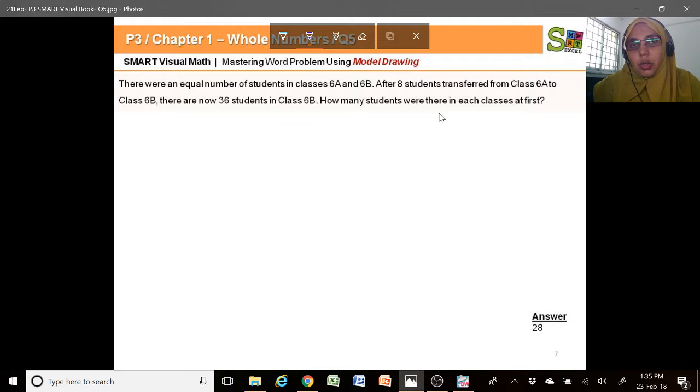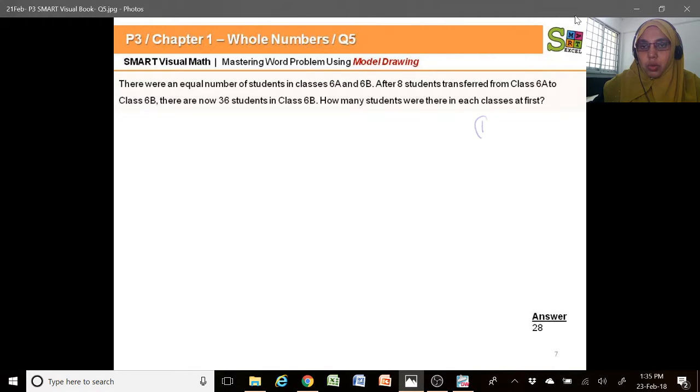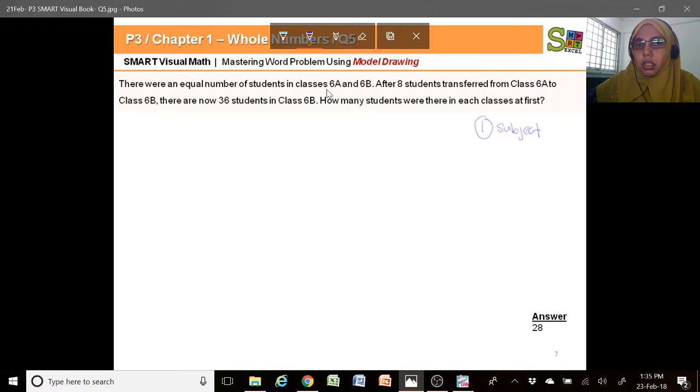During my class, I would like to share the three simple steps that I teach my students in order to draw a proper model. Number one is to identify the subject. The subject here refers to what they talk about. In this question, as you can see, they're talking about the classes 6A and 6B. So that's the subject they talk about.